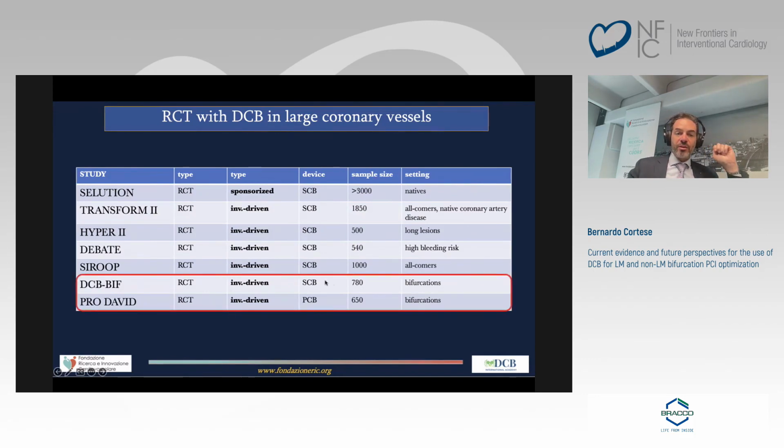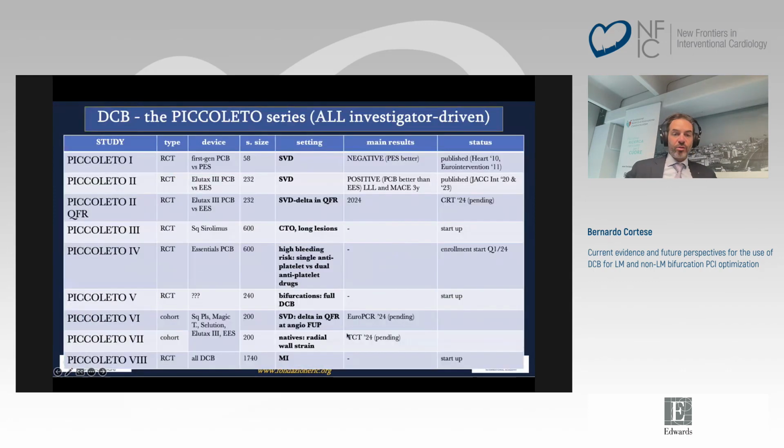Specifically, we have these two big trials with clinical endpoints. The first one is already ongoing, having enrolled more than 300 patients for a bifurcation, provisional stenting with POBA versus provisional stenting with a drug-coated balloon. And also we have the Piccoleto 5 that I just presented to you.